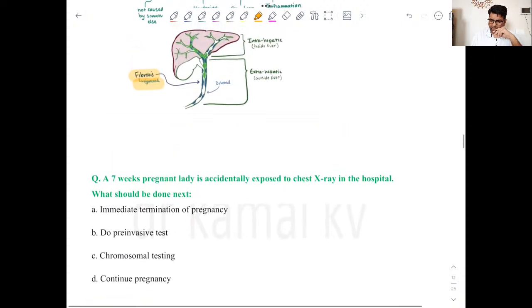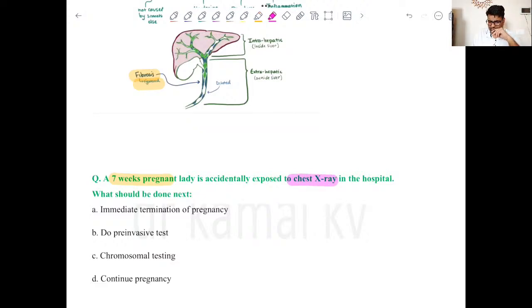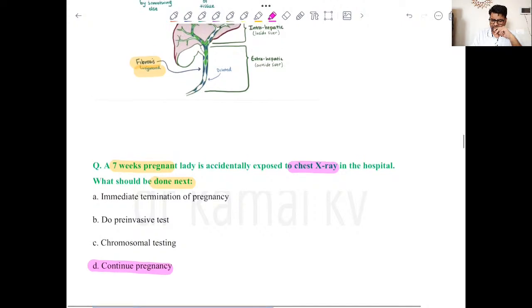Chalo, next question is about a lady in the first trimester, and she has been subjected to a single chest X-ray. Now what has to be done next? Very good, very good. So here we need not do anything. We can continue the pregnancy because actually there is a limit of radiation exposure. Absolutely true. You should continue the pregnancy, right?